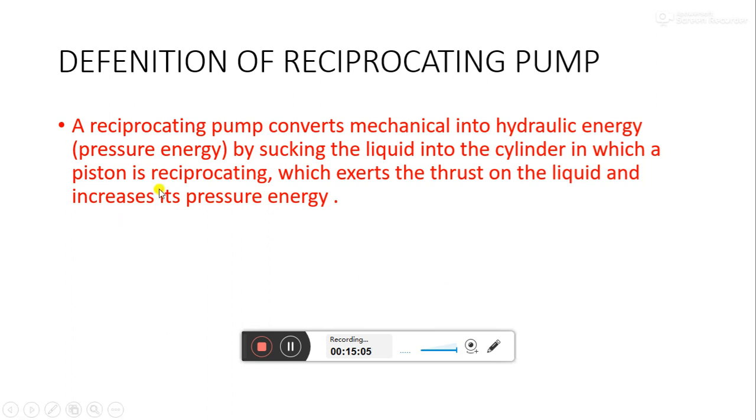So a reciprocating pump converts mechanical energy to hydraulic energy. What form of energy? Pressure energy. What form of hydraulic energy? Pressure energy, by sucking the liquid into the cylinder in which a piston is reciprocating, which exerts thrust on the liquid and increases its pressure energy.